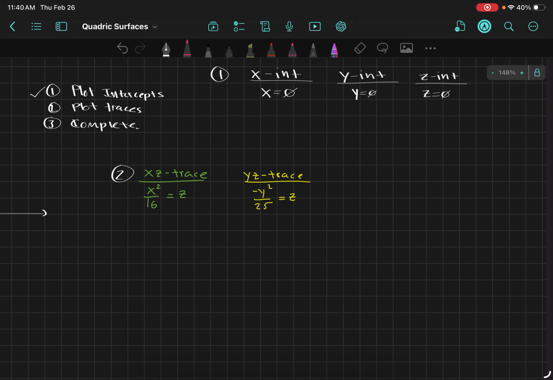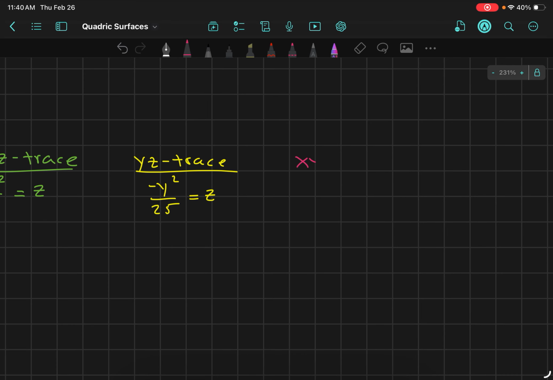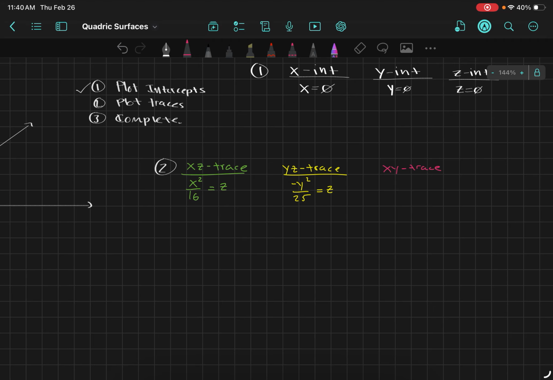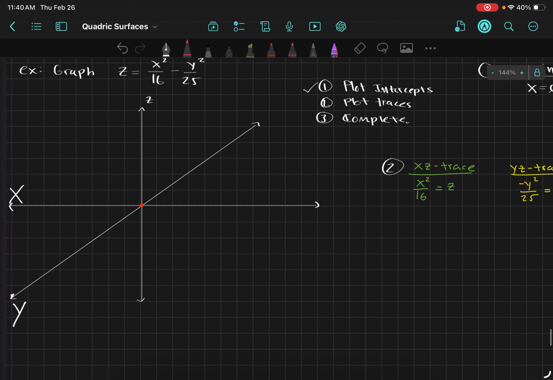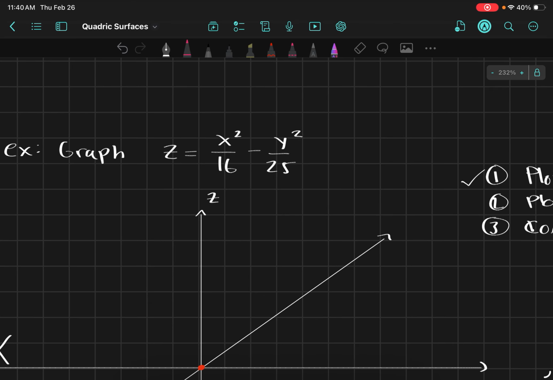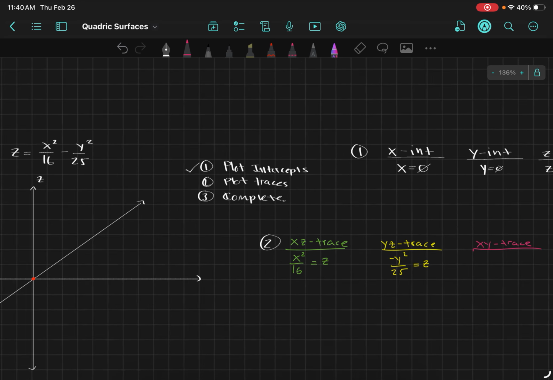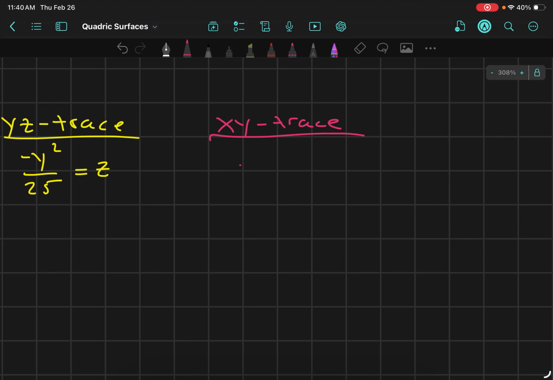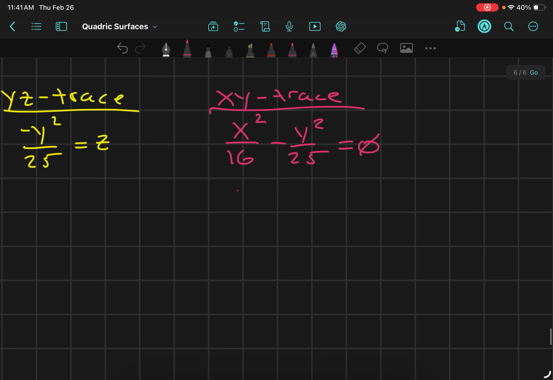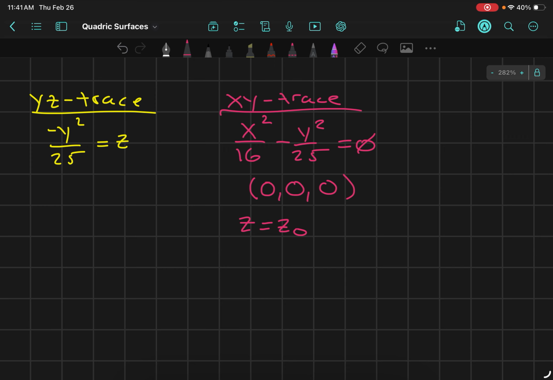And our final one, we're going to do in pink per usual. We have our xy trace. But let's be real, it's going to be a z equals z naught trace. For the xy trace, x squared over 16 minus y squared over 25 is equal to 0. The only thing there is 0, 0, 0. So we have our z is equal to z naught trace then. Let's do it.